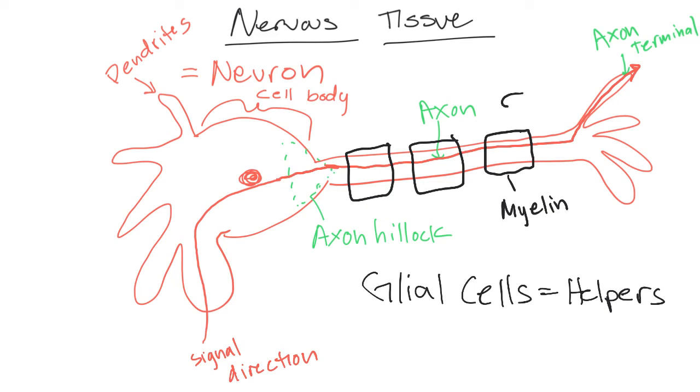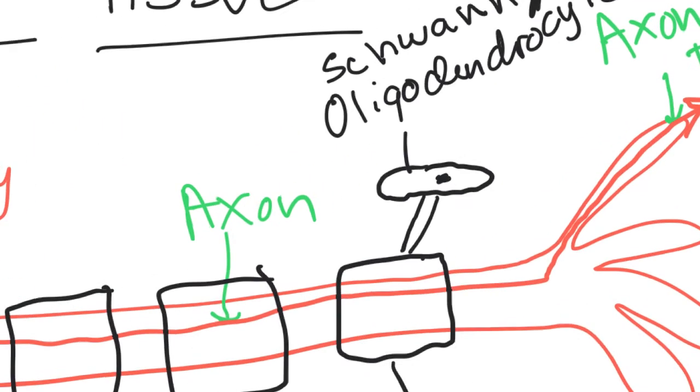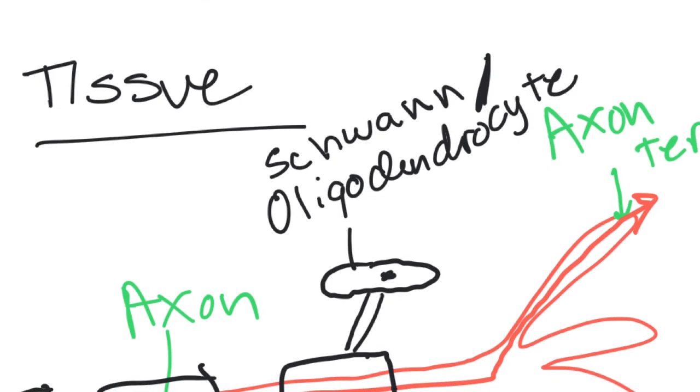Okay, so the cell responsible for making this myelin, this is the cell, oligodendrocyte, or a Schwann cell, depending on where you are. All right, and then there's other glial cells which do different functions, but just know that they are helper cells for now. Supportive cells for the neurons.